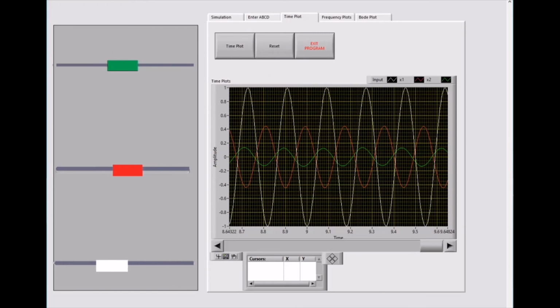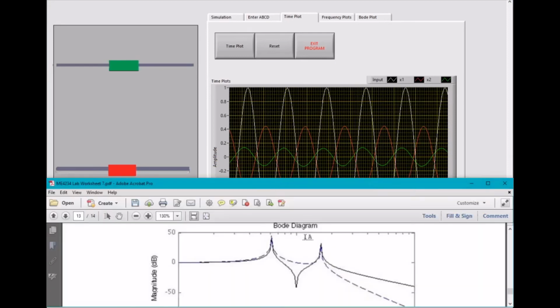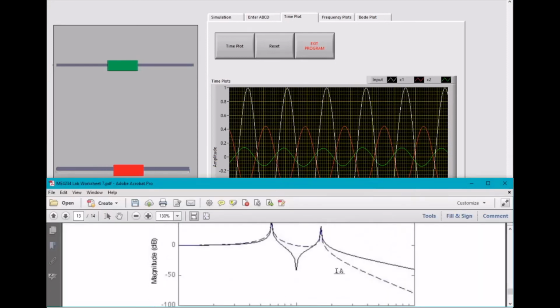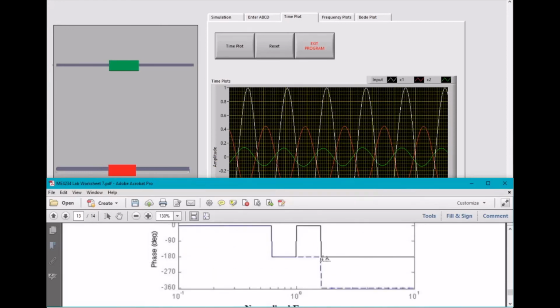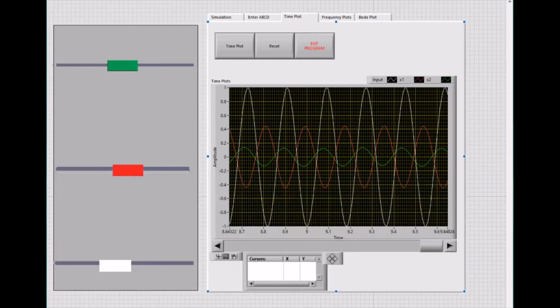And then if you look at the Bode plot again, right now you're in this range. What does it say? The first floor is 180 degrees out of phase with the base, and the second floor is negative 360 degrees out of phase with the base. That means they're in phase. That's what it says right there. So let's exit program.